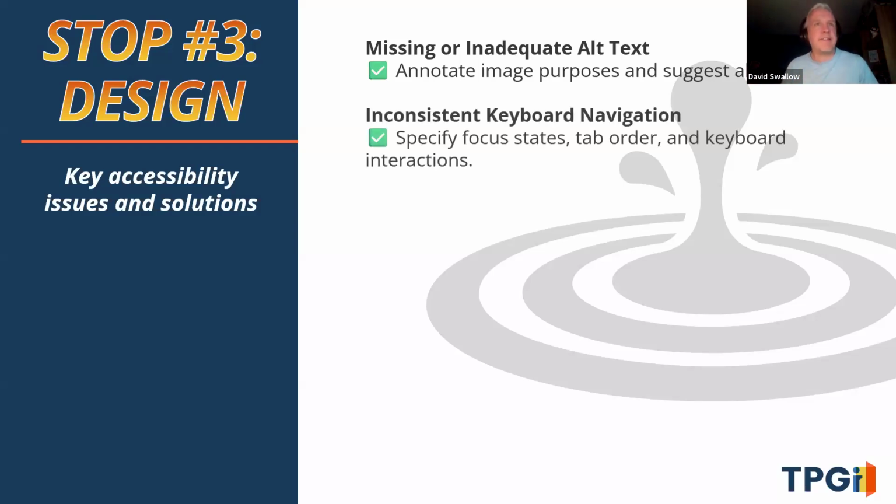Inconsistent keyboard navigation. So interactive elements like modals and drop-downs might not account for keyboard focus states or navigation order. And the ripple effect of that is that developers won't have the clarity on the expected keyboard behavior. So what should happen is the design spec should explicitly address things like focus state and tab order and keyboard interactions for all components.